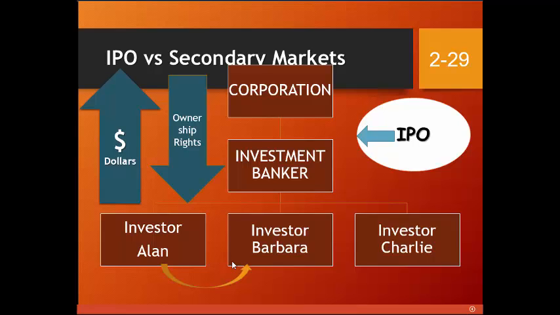So if investor Allen sends shares of stock to investor Barbara, then Barbara sends cash only to investor Allen. The same thing would apply when investor Barbara wants to sell her shares. The shares go directly to investor Charlie. Charlie sends money to investor Barbara, and no money goes to the issuing corporation. After the IPO, any stock trades are known as trades in the secondary market, and no cash goes to the issuing corporation.